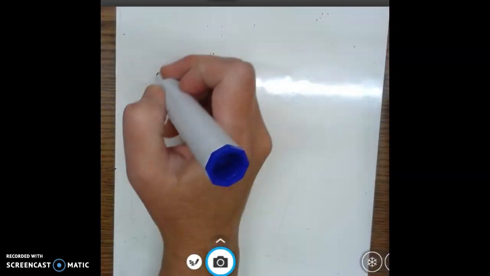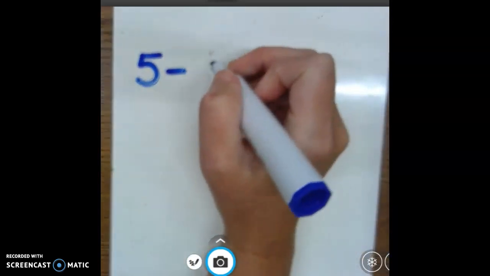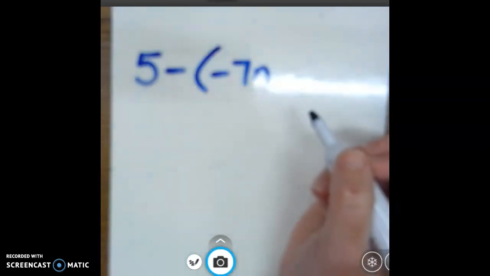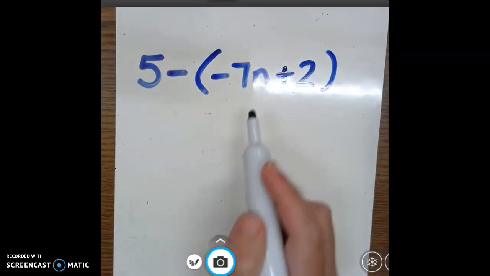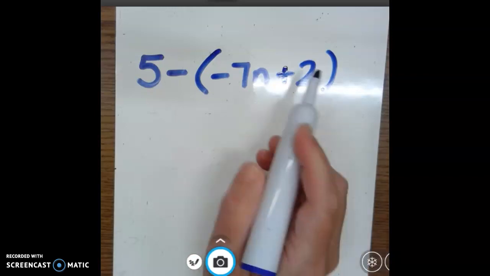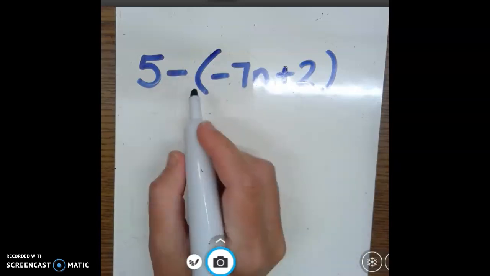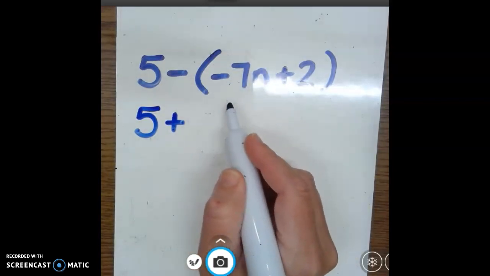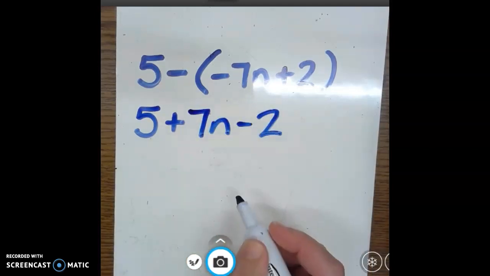Let's look at if I had 5 minus, and I'm going to use the same terms, but this time I have -7n plus 2, okay? So 5 minus -7n plus 2. If we think about subtraction as becoming adding the inverse, we have 5 plus, now we need the inverse of this entire term. The inverse of the entire term would be +7n and minus 2.